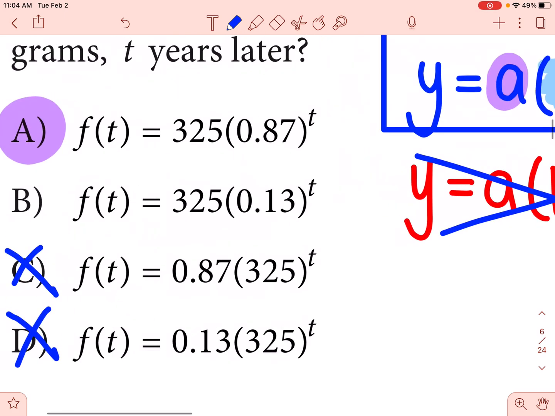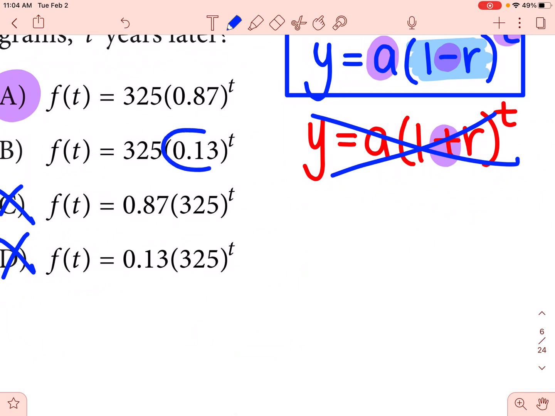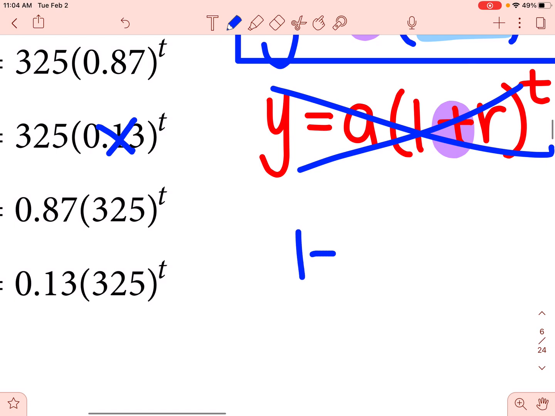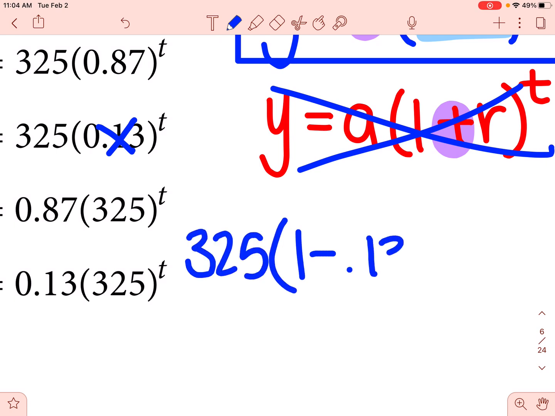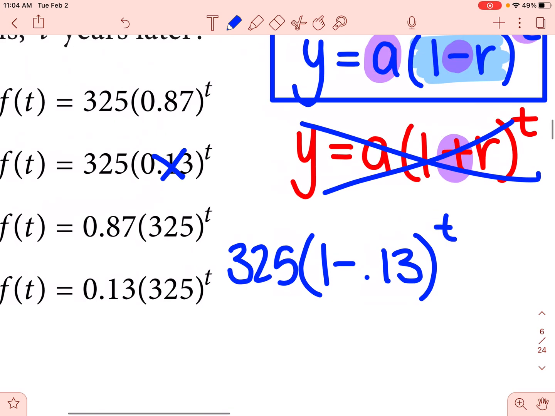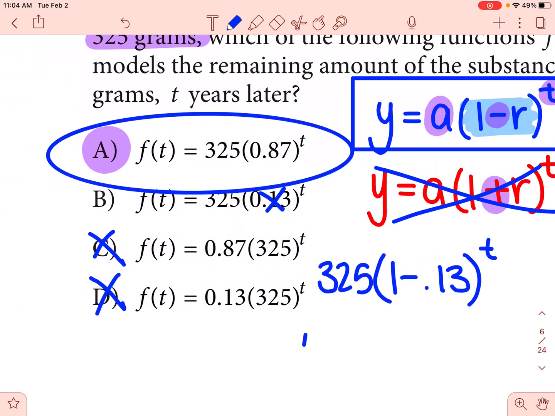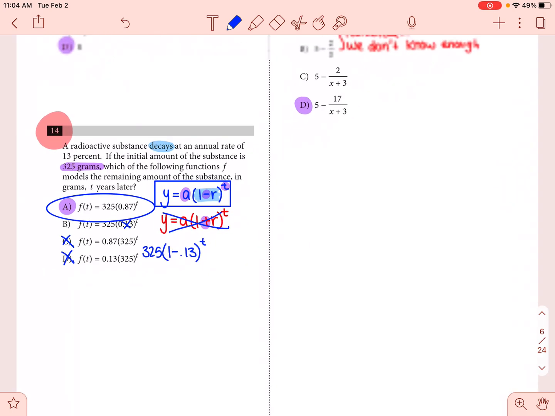All right, now the rate is 1 minus r, so it's not going to be just 0.13. It's going to be 1 minus, so it's 325 times 1 minus 0.13 to the t power, and that's going to be answer choice A. So this problem was really just knowing that decay formula. It's a good one to know.